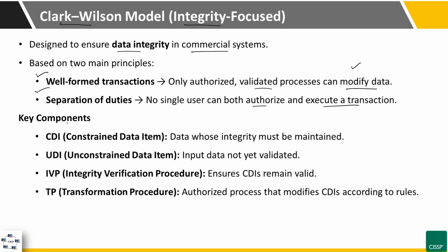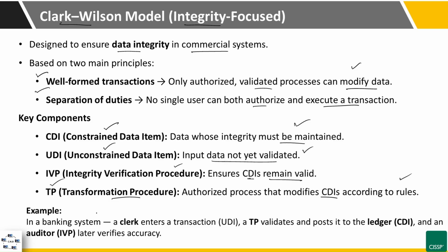So the key components in this model are CDI, that is constrained data item, which is data whose integrity must be maintained. Then there is UDI, which is unconstrained data item, which is input data not yet validated. IVP, that is integrity verification procedure, which ensures that CDIs, that is constrained data items, remain valid. And TP, that is transformation procedure, which is an authorized process that modifies the constrained data items according to rules.